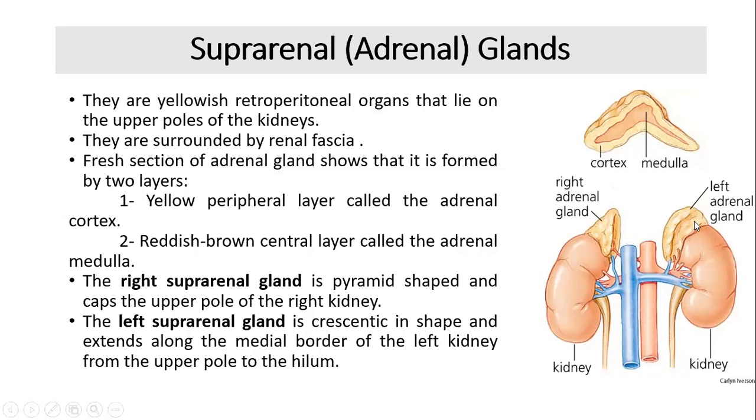And if you see, it is more on the medial side than on the upper pole. So it not only sits on the upper pole but also comes on the medial side, along the medial border of the left kidney from the upper pole to the hilum. Okay, so from the upper pole up to the hilum. Hilum is that part of any structure where structures enter or come out. So this is called the hilum of the kidney. So this left suprarenal gland not only covers the upper end of the kidney, but also extends all the way up to the hilum of the kidney. So this is the difference in shape between the right and left suprarenal glands. The right one is pyramidal in shape, and it is at the upper pole.